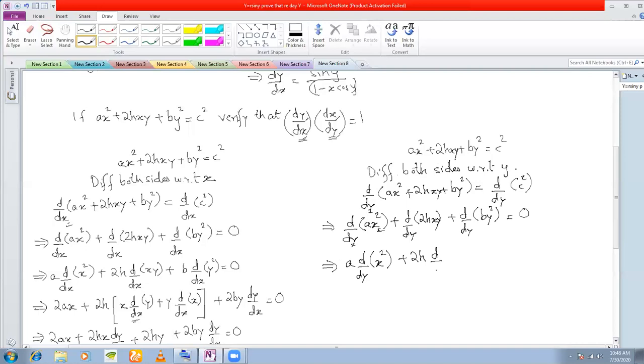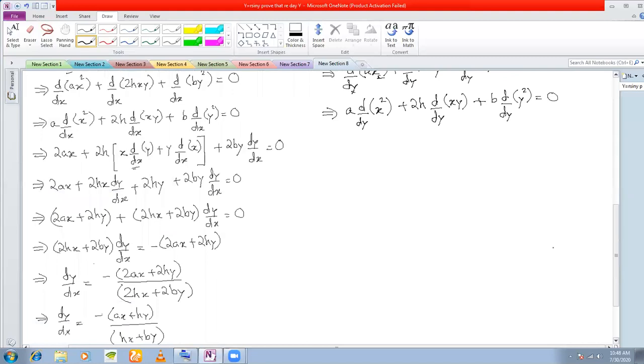2h d/dy of xy plus b d/dy of y equal to 0. Okay, next is d/dx of... see, I'm differentiating x with respect to y. So first I'll differentiate x square with respect to x to get 2x, and then I'll differentiate x with respect to y. Do you agree with this?